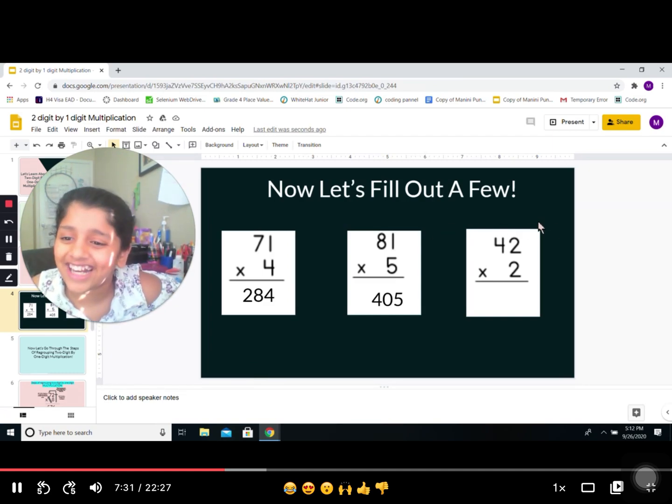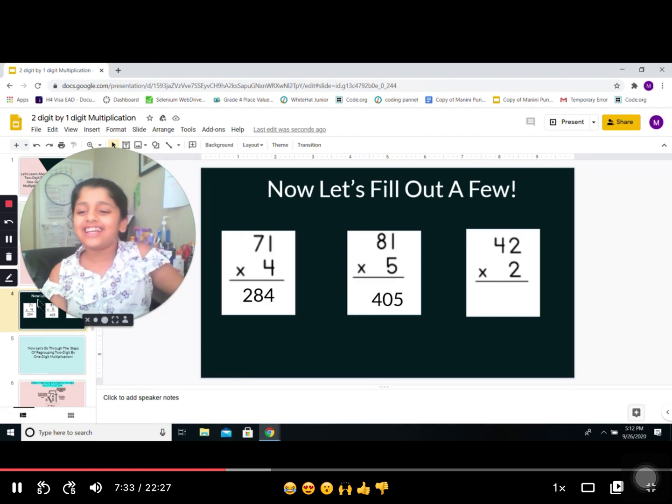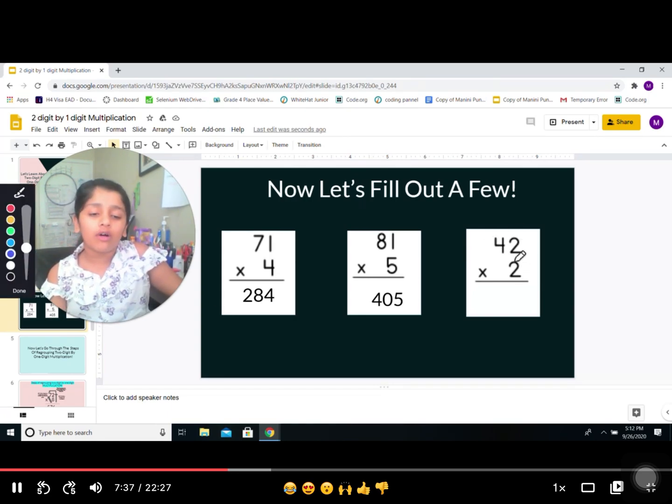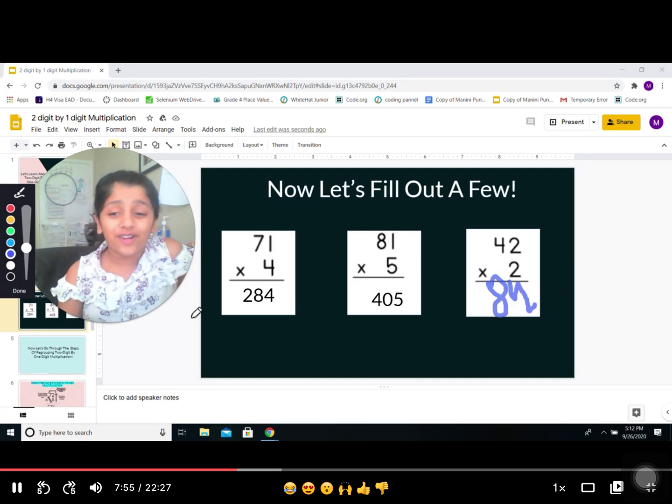Now let's do 42 times 2. Okay? So we know that we have to do our ones place first, like always. So 2 times 2 is 4. So we write our 4 here. Then we know that 4 times 2 is 8 because we did our tens place second. So I'm gonna write 84. Okay, so 84 is our answer.